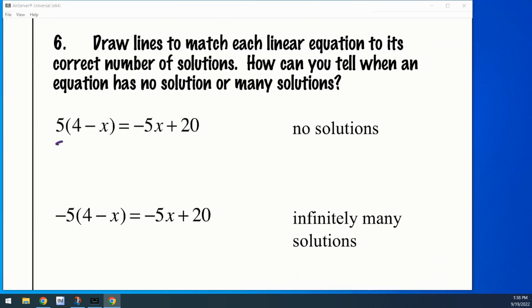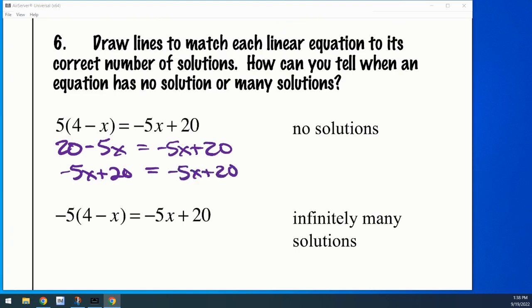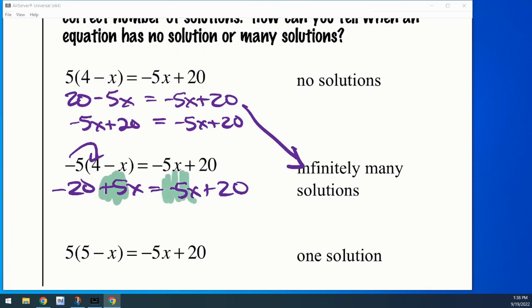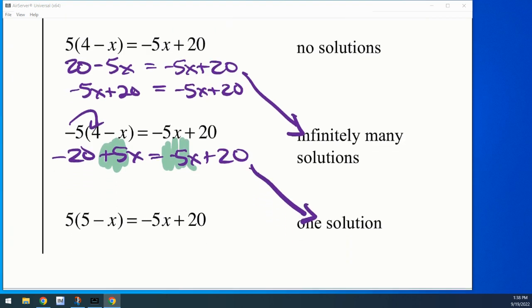So 20 minus 5x equals negative 5x plus 20. Okay, so I can rewrite this like this. It's exactly the same on both sides of the equal sign. So that means this is infinitely many solutions. Here I would get negative 20 plus 5x equals negative 5x plus 20. Look at these coefficients, guys. This has a positive 5. This is a negative 5. So those coefficients are different, so that is one solution.